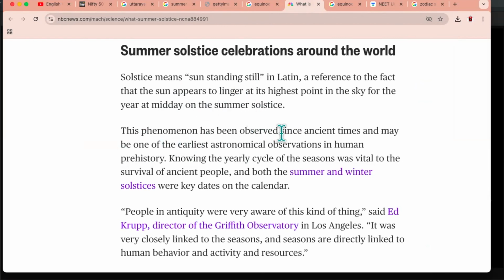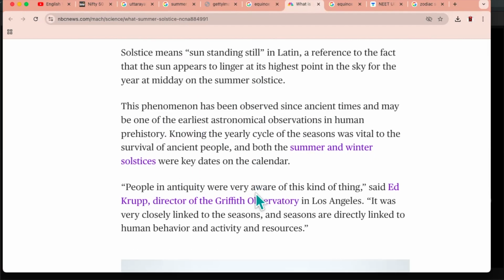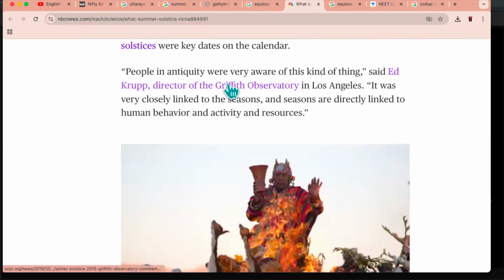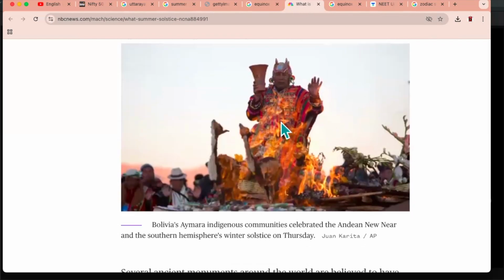This phenomenon has been observed since ancient times and may be one of the earliest astronomical observations in human prehistory. Knowing the yearly cycle of the seasons was vital to the survival of ancient people, and both the summer and winter solstice were key dates on the calendar. People in antiquity were very aware of this kind of thing, said Ed Krupp, director of the Griffith Observatory in Los Angeles. It was very closely linked to the seasons, and seasons are directly linked to human behavior and activity and resources. And that's why this forms a very important part.